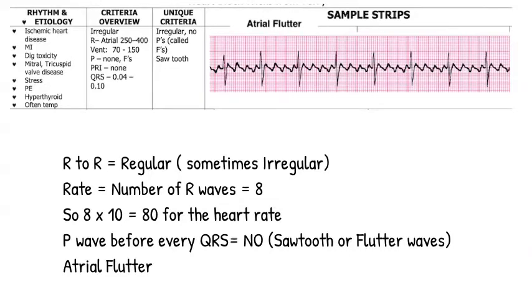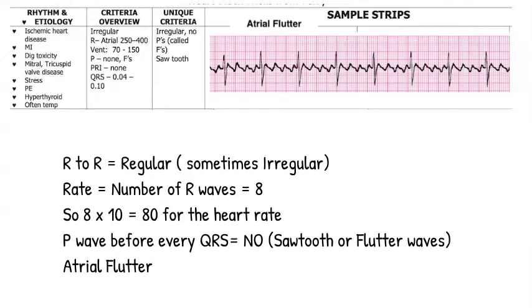So now we're going to look at atrial fibrillation, and you're going to interpret it using the same steps as before. We're going to look and see what our R to R looks like. So in this case, the R to R is irregular. In atrial fib, the R to R is always irregular. You see that the distance between the R waves is not consistent. That makes it irregular. We're going to next look at our rate.